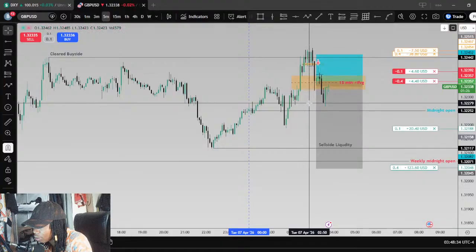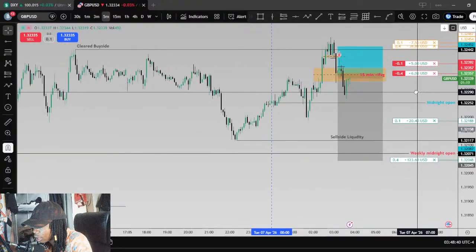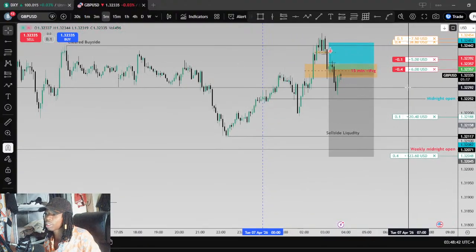So we really haven't headed to that midnight open, so I'm not yet trimming my risk. I'm going to decide when to trim the risk.